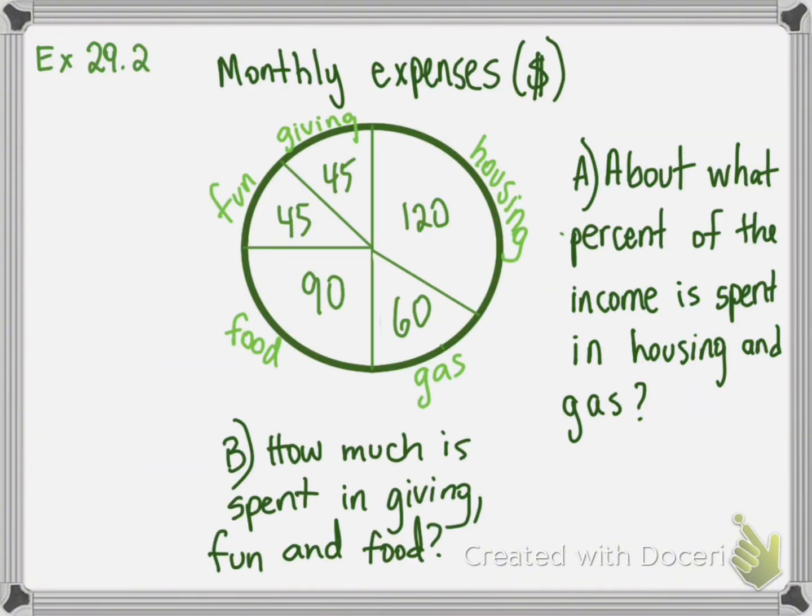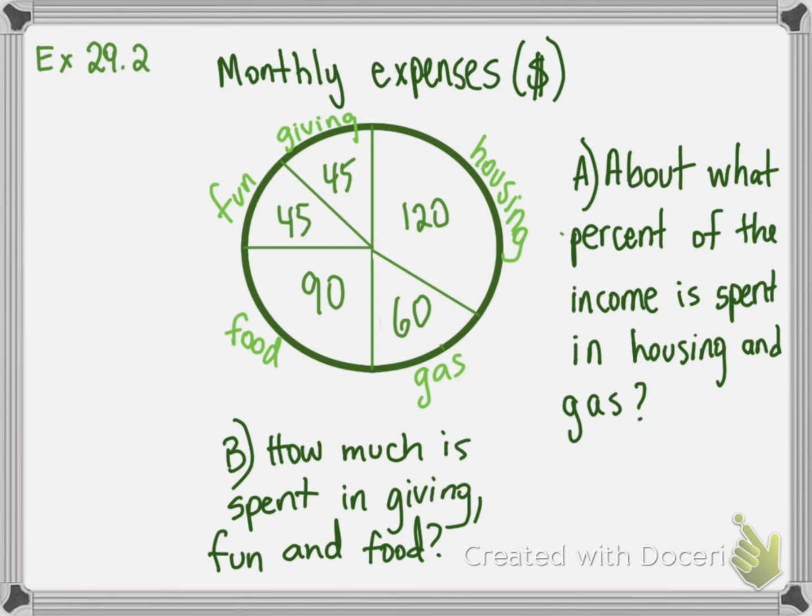In the second example, they're giving us a pie chart. The pie chart has that circular shape and is divided into pieces that go accordingly to the percentage of the total. So in this case, we see the title, monthly expenses, and then there's the subtitles for each division. So $120 are spent in housing, $60 on gas, $90 on food, $45 on fun, and $45 on giving. So again, it's a very clear way to see how the money is spent. So it's a very easy way to represent this information.